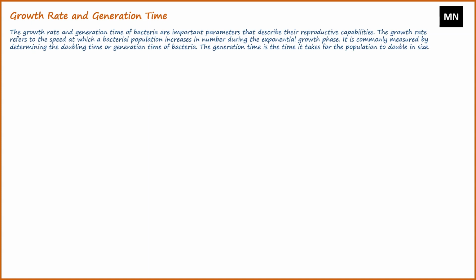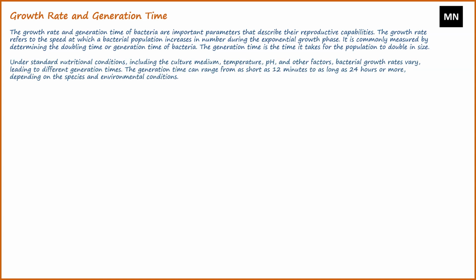Growth rate and generation time. The growth rate and generation time of bacteria are important parameters that describe their reproductive capabilities. The growth rate refers to the speed at which a bacterial population increases in number during the exponential growth phase. It is commonly measured by determining the doubling time or generation time of bacteria. The generation time is the time it takes for the population to double in size.